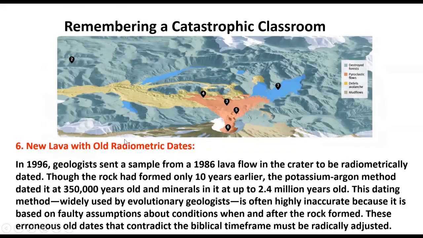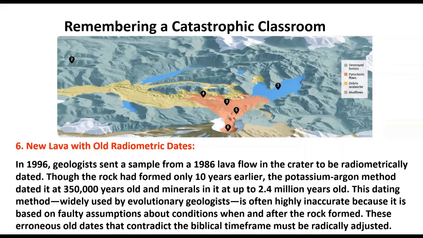New lava with old radiometric dates. In 1996, geologists sent a sample from a 1986 lava flow in the crater to be radiometrically dated. Though the rock had formed only 10 years earlier, the potassium-argon method dated it at 350,000 years old, and the minerals in it at up to 2.4 million years old. What does this show? Only 10 years ago, but they say, wow, hundreds of thousands and millions of years ago. 10 years ago only, you see?